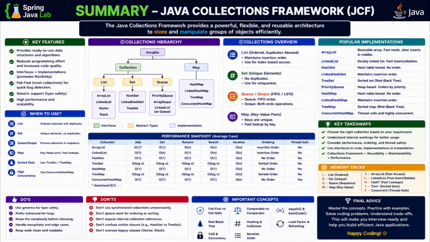Let's quickly recap everything we've covered. We started by understanding why arrays weren't enough and why the Java Collections framework was introduced. Then we explored the overall hierarchy of the framework. After that, we looked at lists for ordered data, sets for unique elements, queues for sequential processing, and maps for key-value storage. Finally, we learned how to choose the right collection based on real-world requirements instead of simply memorizing names. If you can explain what a collection does, when to use it, and why you chose it, you're already ahead of many developers in interviews.